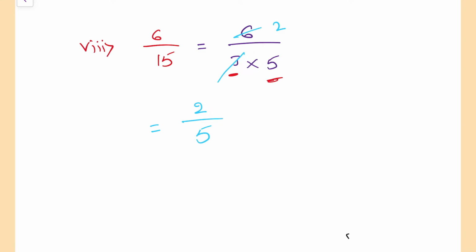Now if we observe keenly, the denominator has only one number, that is 5. So the denominator is in the form of 2 power n into 5 power m. So it has a terminating decimal. In the exam you need to write that sentence clearly: it has a terminating decimal, otherwise it has a non-terminating recurring decimal. And before that, the reason: the denominator is in the form of 2 power n into 5 power m, or else the denominator is not in the form of 2 power n into 5 power m.